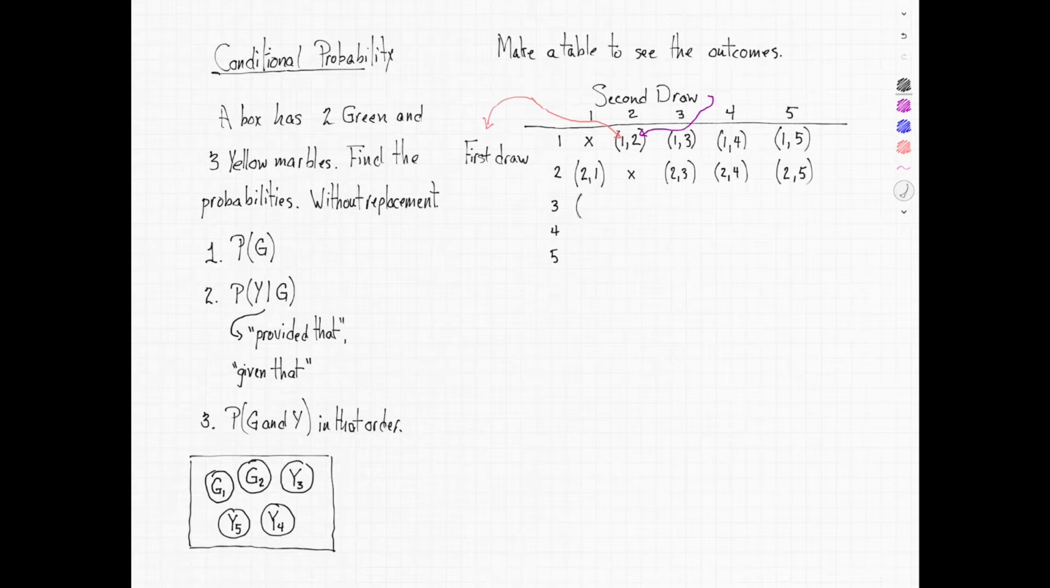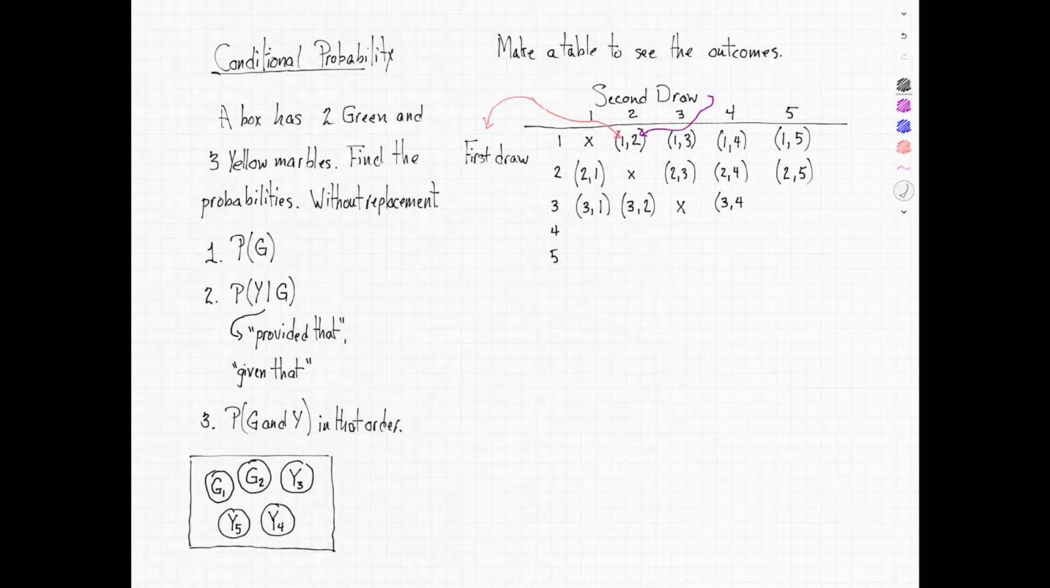So then let's try it again. What else could happen? Well, I could reach in and I could pull out the 3, one of the yellow ones, and then I could reach in and grab the green 1, or I could grab the green 2. Now remember, I can't have the doubles because I can't draw the same marble twice because it's been removed from the bag.